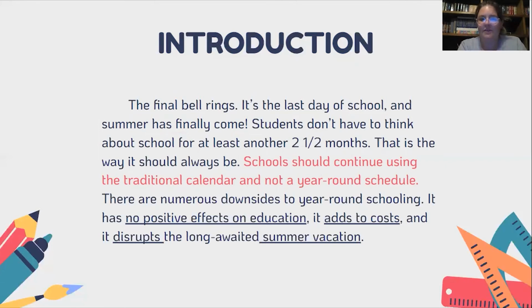In the last sentence, we can see the 3 points she's going to make underlined: no positive effects on education, adds to cost, and disrupts summer vacation. So we should see in the following body paragraphs one paragraph that elaborates on each of these points. By organizing your thoughts like this, it keeps your essay really easy to read and helps your reader better understand the points you're trying to make.